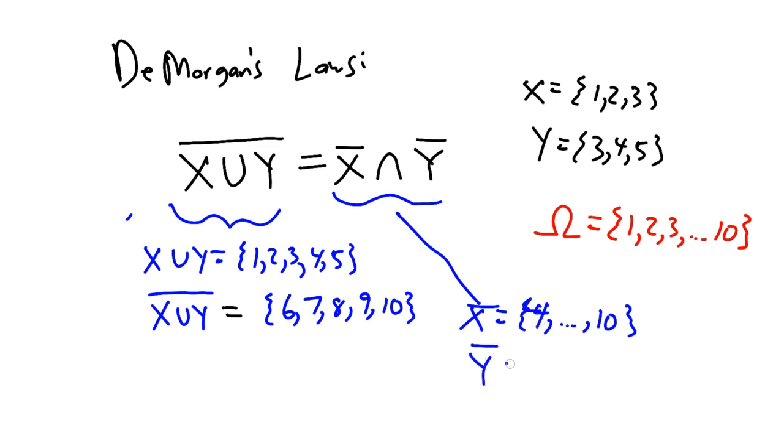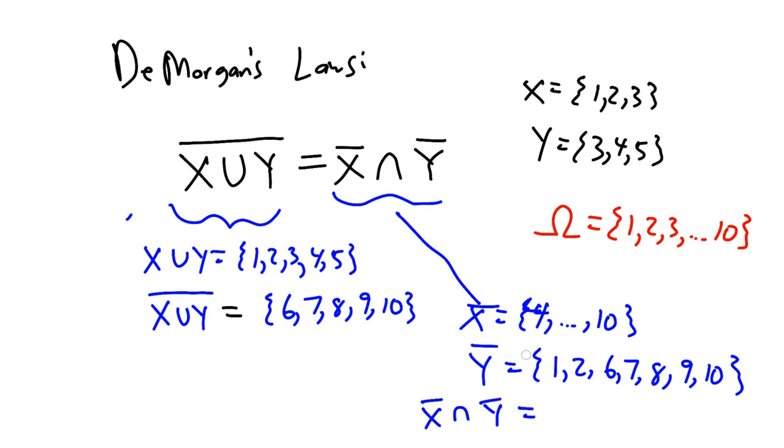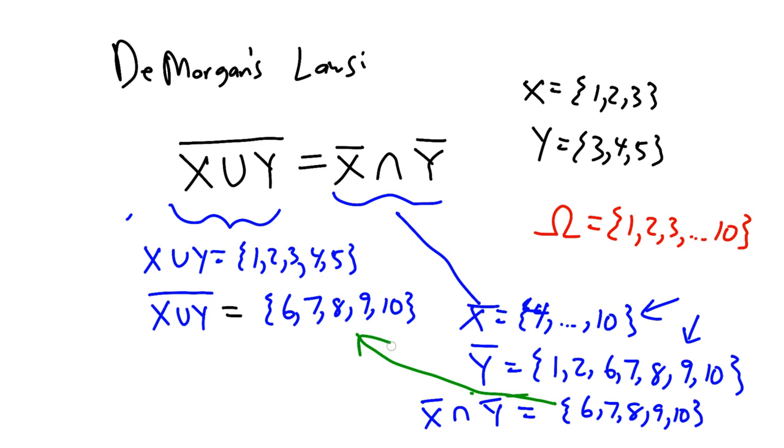What is Y bar? Well, Y bar is going to be {1, 2, 6, 7, 8, 9, 10}, because Y has 3, 4, and 5 in it, therefore Y bar is everything except 3, 4, and 5. And so we get that. And then at last, we intersect X bar with Y bar. That gives us everything that is in both this set and this set. If you think that through and ask what numbers are in both of those, they are the numbers 6, 7, 8, 9, and 10. Those are all of the elements that are in both sets, and only the elements in both sets. And of course, this is equal to that, which proves the first of De Morgan's laws.